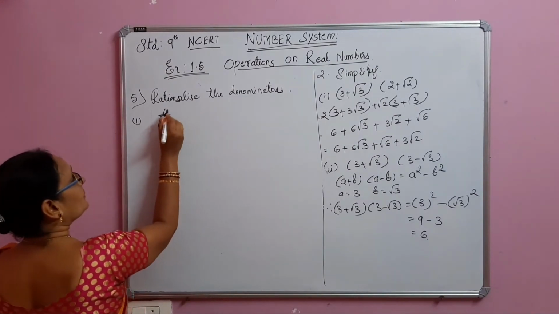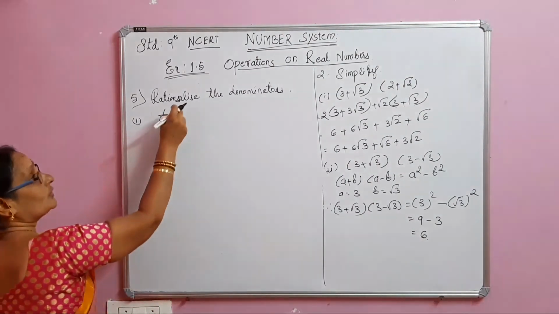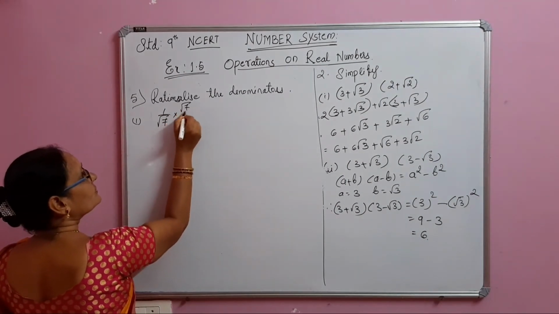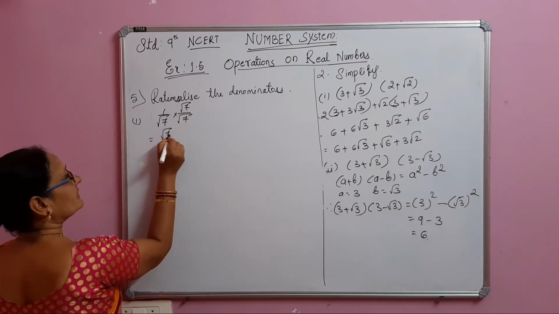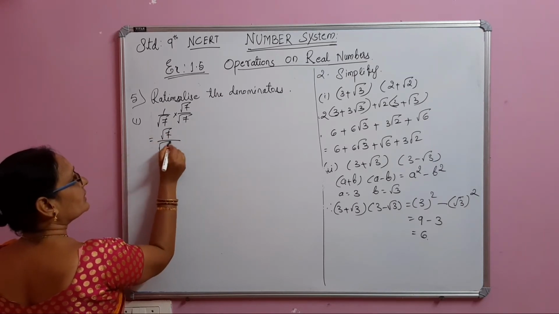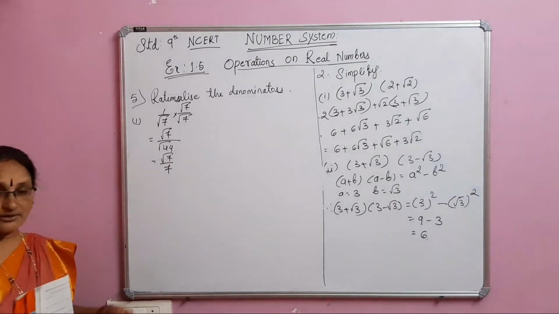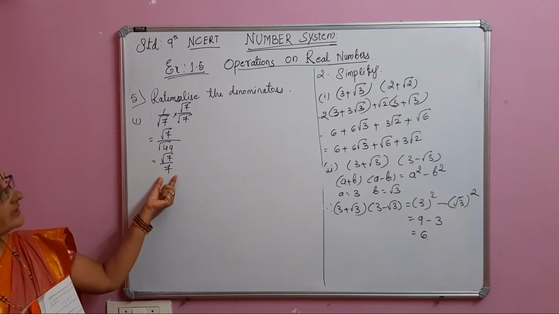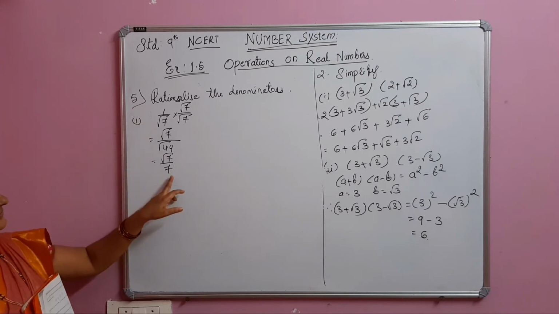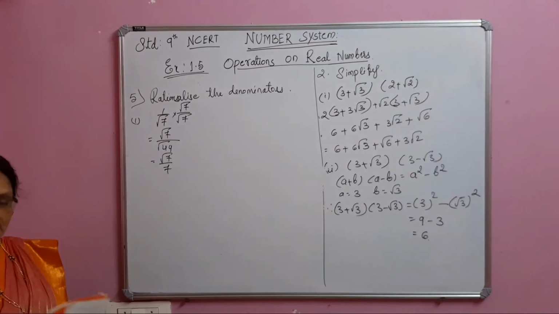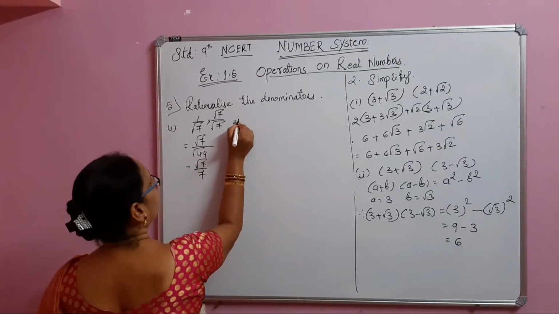How to do it? See here, 1 by root 7, we have to multiply both numerator and denominator by root 7 by root 7. See, 1 into root 7 is root 7, divided by root 7 into root 7 is root 49. Root 49 means 7. So the answer is root 7 divided by 7. Now we have rationalized the denominator. In the denominator, an irrational number was there. That we rationalized. Now this is a rational number. So like this we have to do the rationalization.